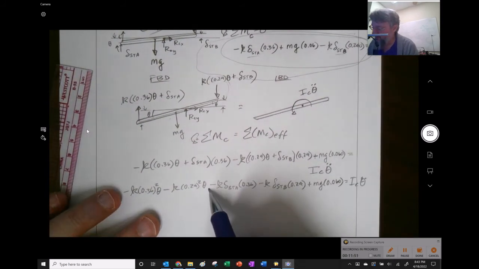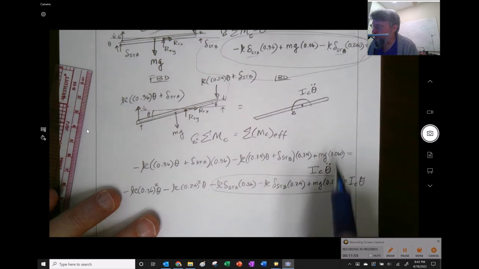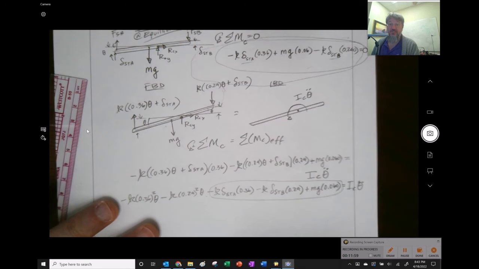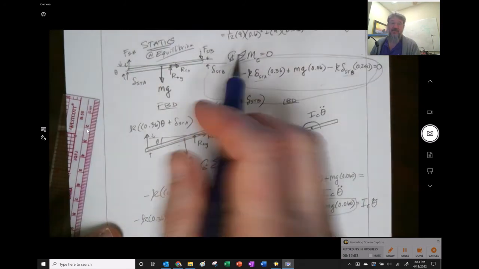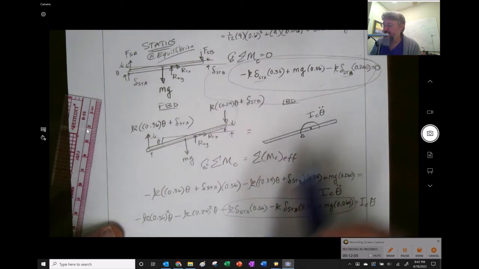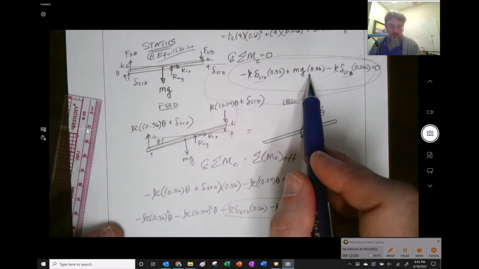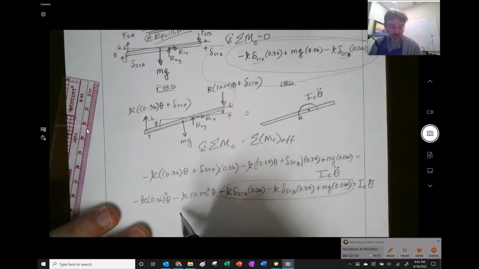And the whole point of this was that this term right up here was already defined as equaling 0. So that's sort of the trick of the thing, is to know that you have the static deflections. It allows you to get rid of this gravitational term, which is interesting, I think.